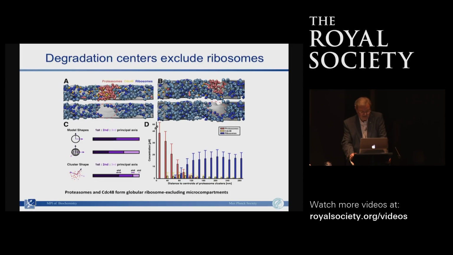Now a little bit about the clusters here. This is another two clusters. And if you do statistics, you see it's a very clean separation. Where the proteasomes are, the ribosomes are excluded. And CDC48, down here, might be a little bit difficult to see, is basically at the interface, but it's sort of spread out.